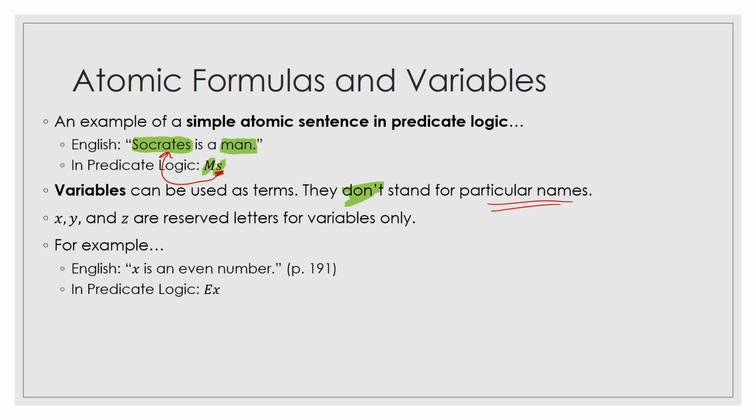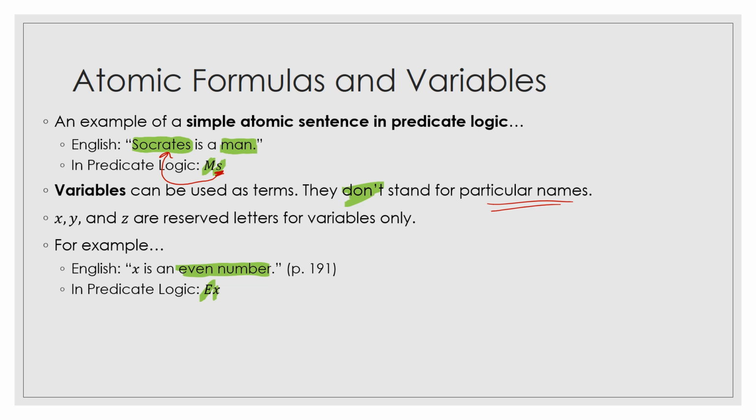From the textbook on page 191, x is an even number. So even number is our predicate. We can give that a capital E. And we have x as our variable. It's a reserved letter, so it doesn't stand for a particular number, such as 2 or 4 or 6. Just any number that happens to be an even number.